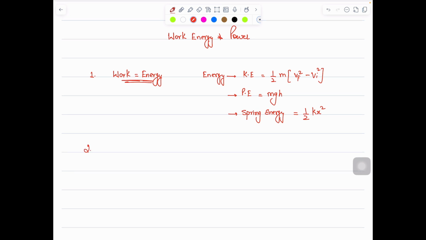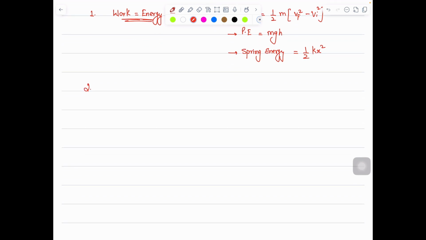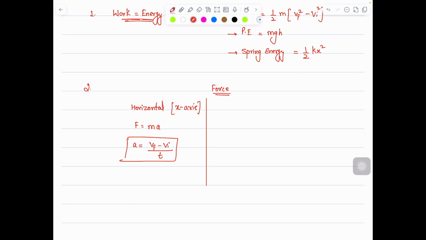Second thing you need to understand is about the force. Force under horizontal. Horizontal means along the x axis. So F is equal to ma, where m is the mass, a is the acceleration, and acceleration is (vf minus vi) divided by time. Clear? These are the very simple things you need to focus on. So this is for your horizontal.